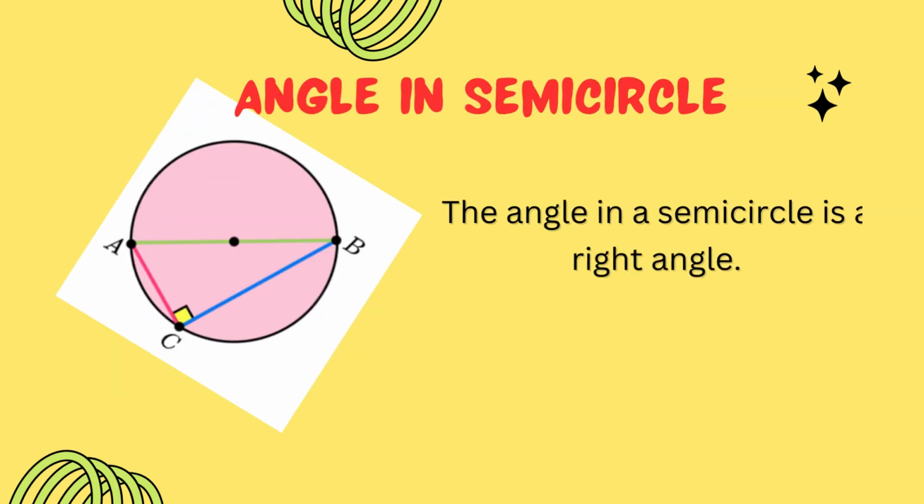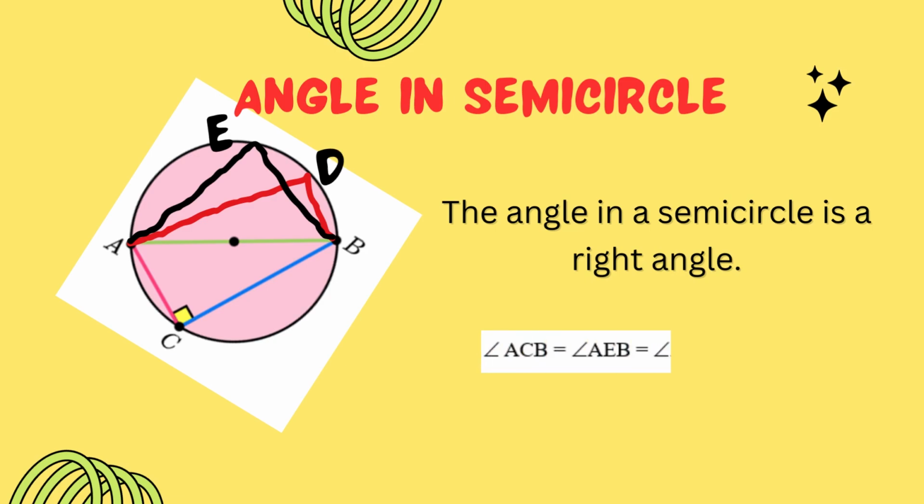The angle in a semicircle is a right angle, which means that AB is a chord which passes through the circle. So it's basically a diameter which divides the circle into 2 semicircles. So this AB can meet at circumference at multiple points. For example, C, D, E, F, and all these angles will be equal and right angle.